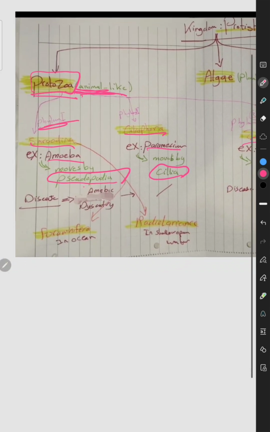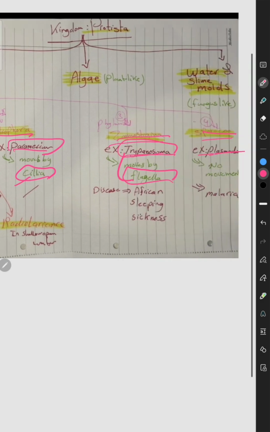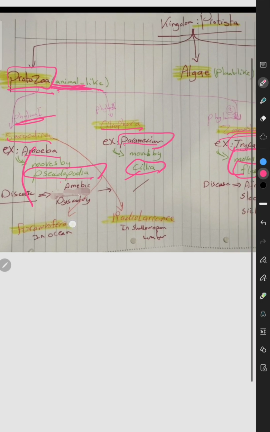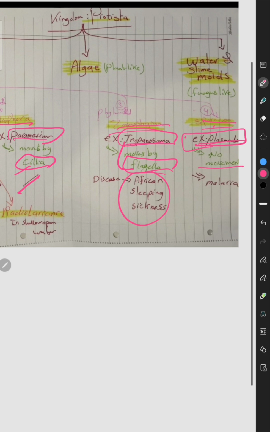The type of movement in amoeba is by pseudopodia. The type of movement in Paramecium is by cilia. The type of movement for Trypanosoma is by flagella, while finally Plasmodium, which is a type of Sporozoa, doesn't have any movement in the adult. And the diseases they cause for us: amoeba causes amoebic dysentery. For Paramecium, we have nothing, and Trypanosoma causes African sleeping sickness, and finally the Sporozoa, like Plasmodium, cause malaria.